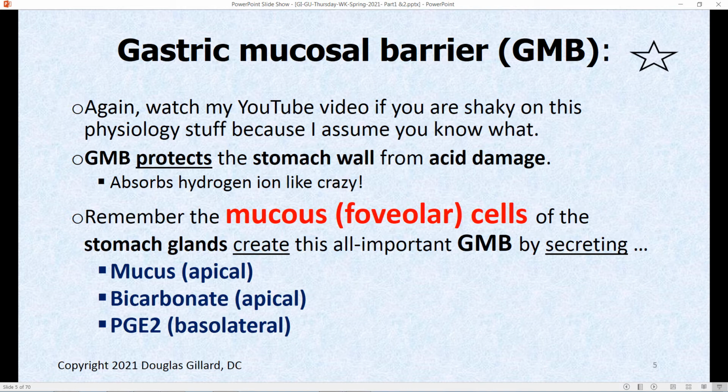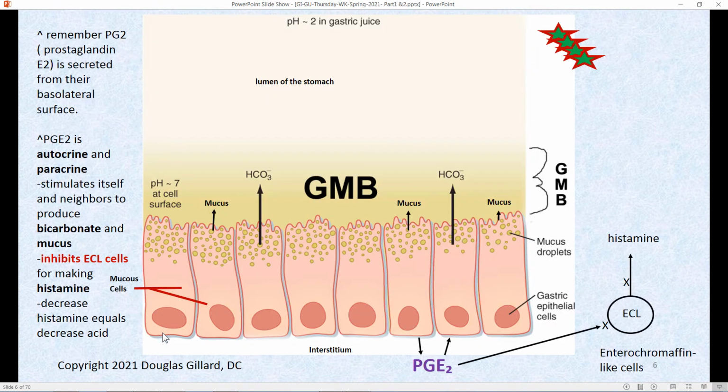And what do the mucus glands secrete? What's the magic? Well, yeah, they secrete mucus and bicarbonate, but what drives them to secrete this? Something called PGE2 is released from the basolateral part of the cell. So this is important. I'm sure you've studied this before, but these are mucous cells in a fundic gland, or any stomach gland has these. Even the cardiac glands, fundic glands, pyloric glands all have these mucus secretors. And what drives them is the release of something called PGE2, prostaglandin E2.